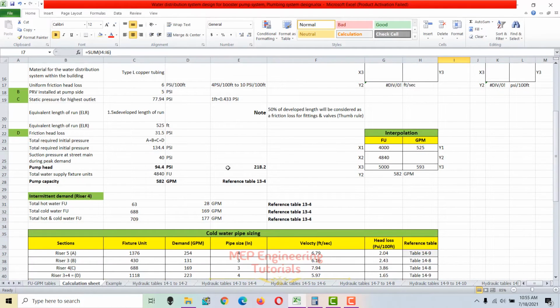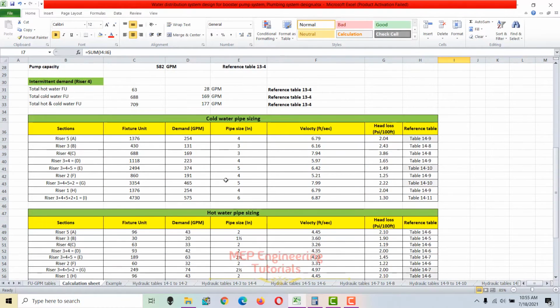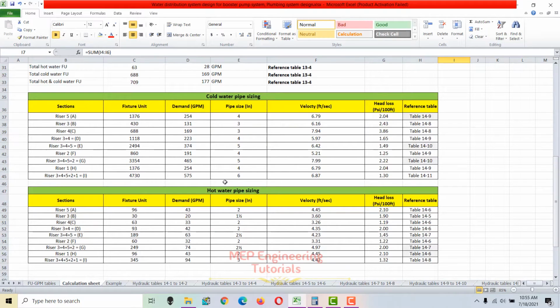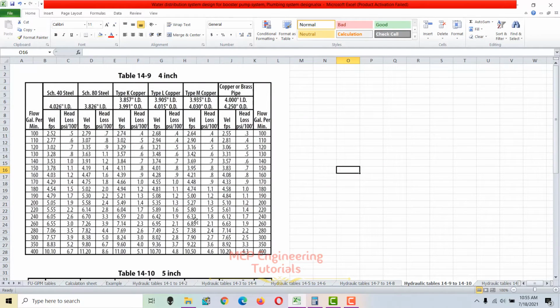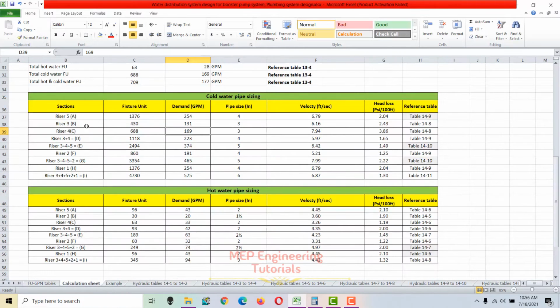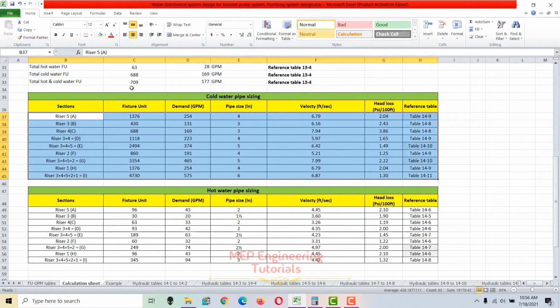So now the next step is we have to go for the cold and hot water pipe sizing, and I'm going to use the hydraulic tables to calculate the cold and hot water pipe sizing. You can see these hydraulic tables, there are a total of 12 hydraulic tables which I'm going to use. So let's go to the calculation sheet and let me show you for any riser how to calculate the pipe size.